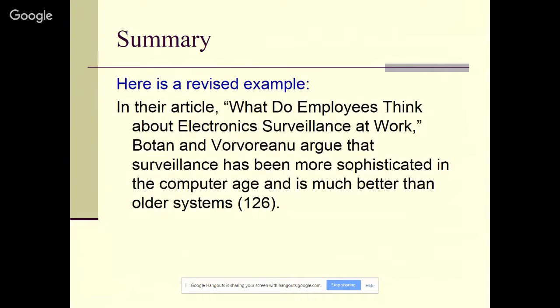So let's fix it. Here's a revised example. In their article, "What Do Employees Think About Electronic Surveillance at Work?", Botan and Vorvino argue that surveillance has been more sophisticated in the computer age and is much better than older systems. Notice that the authors' names are now in the sentence, so they don't need to be in the parentheses.